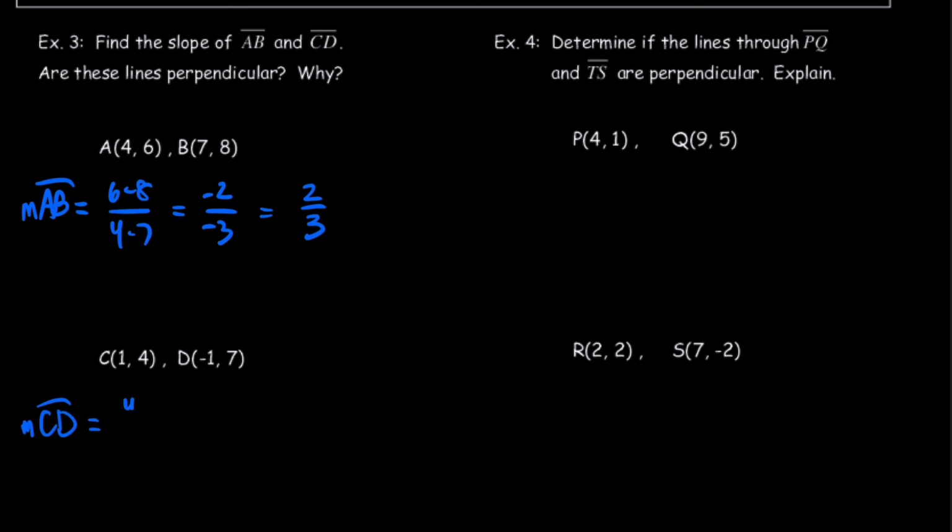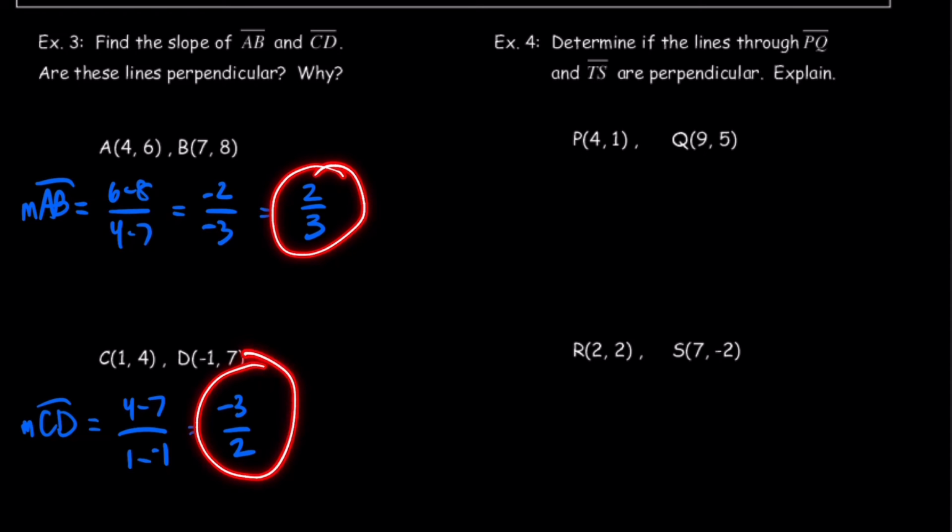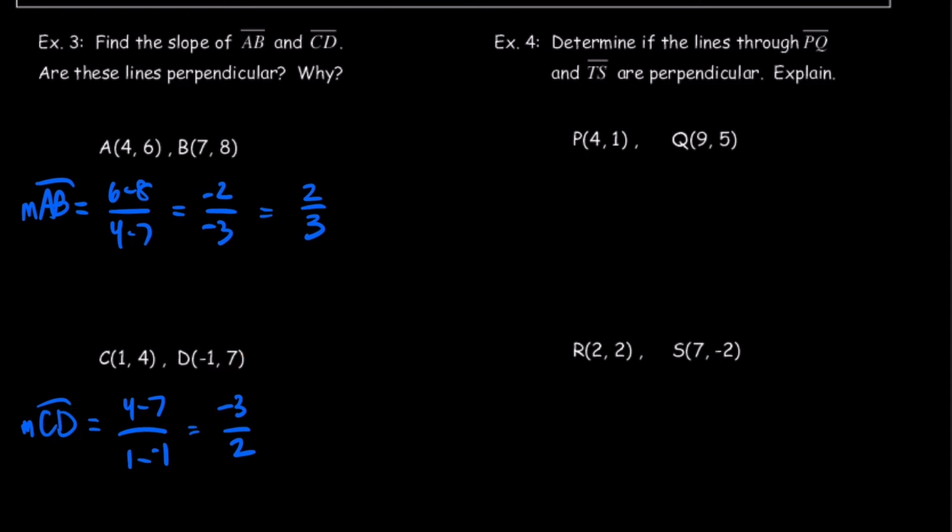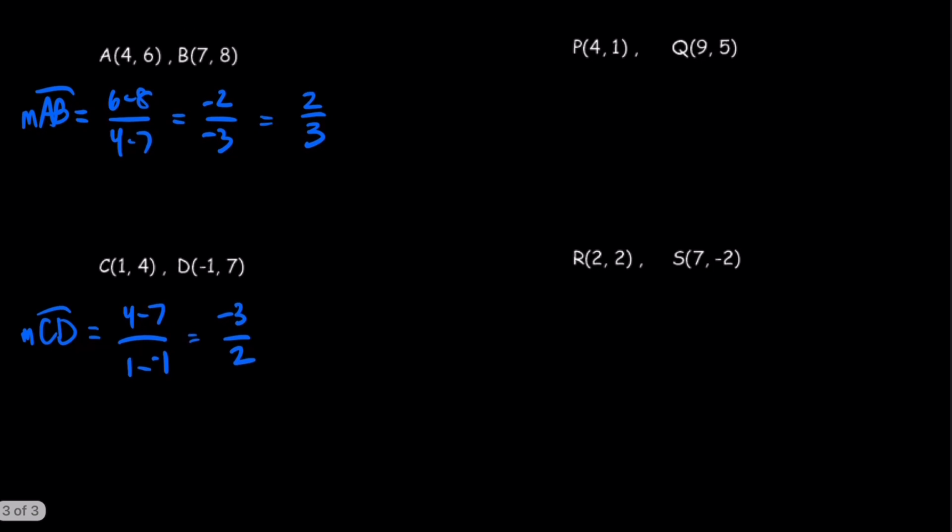All right, the next one, the slope of CD. Y minus y, 4 minus 7 over x minus x. We have to be careful here. 1 minus -1. 4 minus 7 is -3. 1 minus a -1. Remember, those negatives cancel. That's 2. So now compare. What do you notice about these? They are indeed opposite reciprocals. It's actually the same example we did up above.